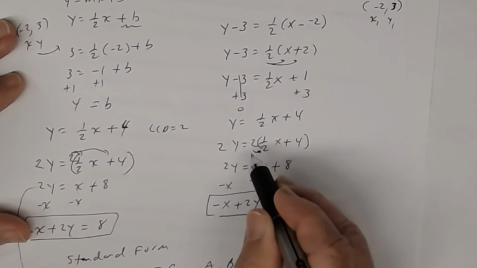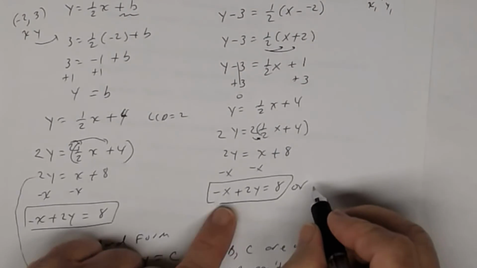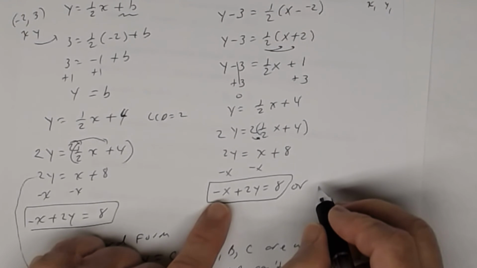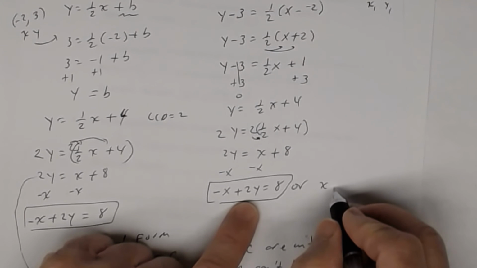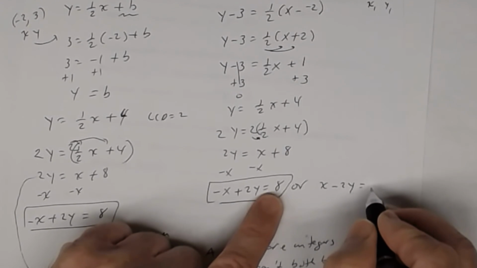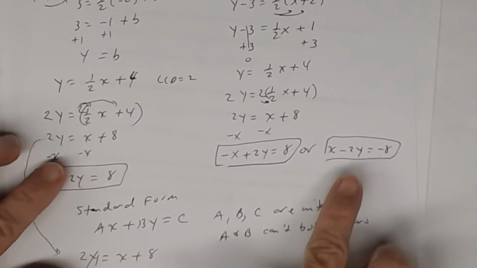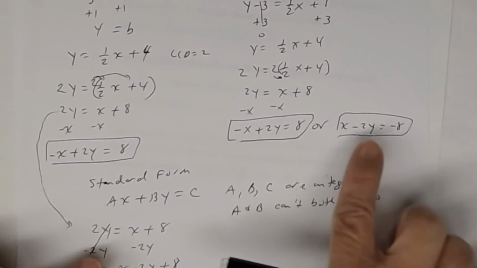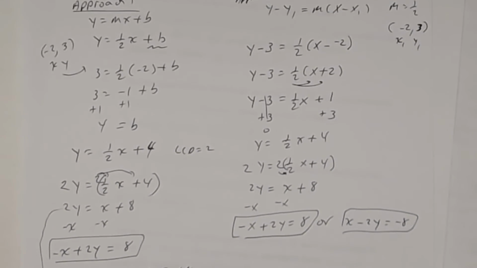Or someone else, if they brought the variables to the right side and the constant to the left, would have gotten this. All you do is change the signs: the opposite of negative x is x, the opposite of 2y is negative 2y, and the opposite of 8 is negative 8. So no matter which approach you took, you're getting the same answer, either this one or this one. Okay? All right, so that's standard form.